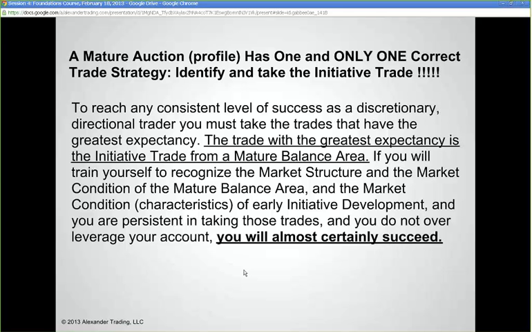I can't underemphasize this. Understanding this trade and taking this trade is, quite frankly, in the long run, the easiest way to succeed at trading. It's the most difficult thing to learn to do consistently because it's uncomfortable, and on some levels it's counterintuitive.